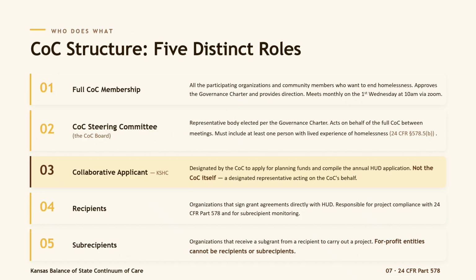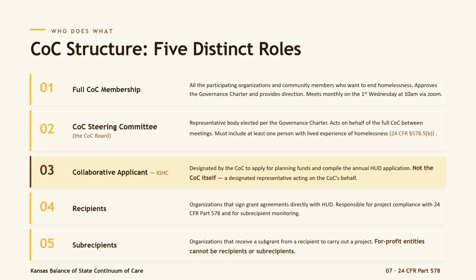Who does what inside the COC? First, the full COC membership consists of every participating organization and community member that wants to end homelessness. The full membership makes major policy decisions, approves the governance charter, and provides direction. We meet monthly on the first Wednesday of the month at 10 a.m.